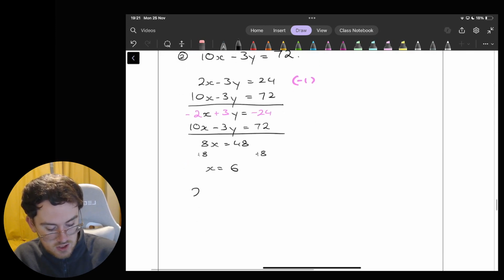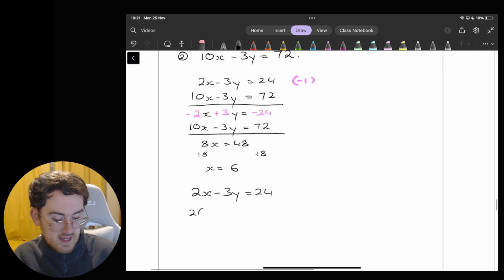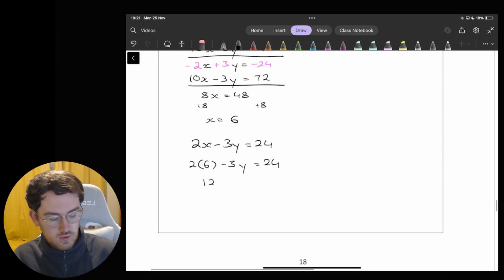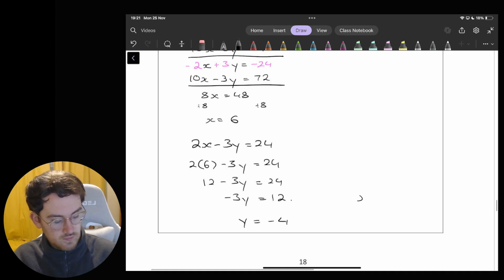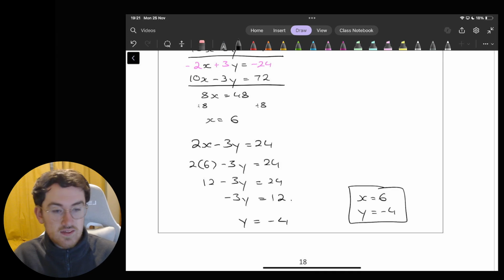Going back then to the equation, I probably in this case would lean towards the equation that they gave you as opposed to the one that we adjusted, just in case there's any mistakes. So 12 minus 3y equals 24, minus 3y equals 12, which means y equals minus 4. So x equals 6, y equals minus 4. So really the only extra layer in these questions is just going to be that elimination of the fraction there. That's going to be the only extra part that we need to consider.